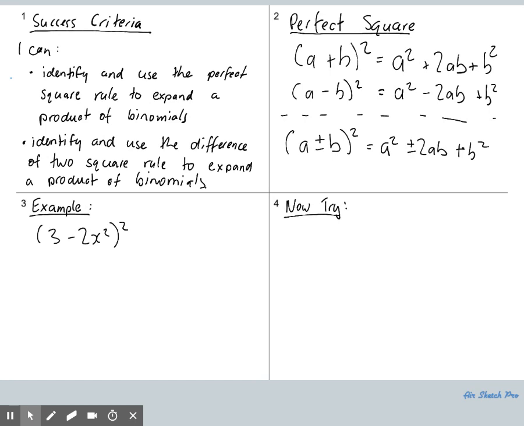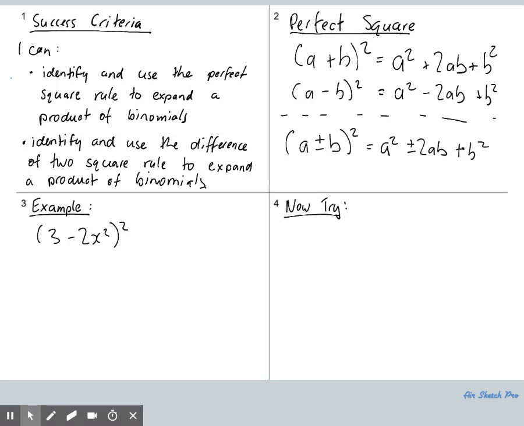Now, the first thing I should point out is that this is a perfect square. I have two terms that are subtracted from each other. They just happen to be 3 and 2x squared, but they're just two terms. And then the binomial is squared, so the 3 minus 2x squared is all squared. So it fits the pattern. And that's what you need to continually ask: does it fit the pattern for the rule? Or can I change it so it does fit the pattern for the rule?